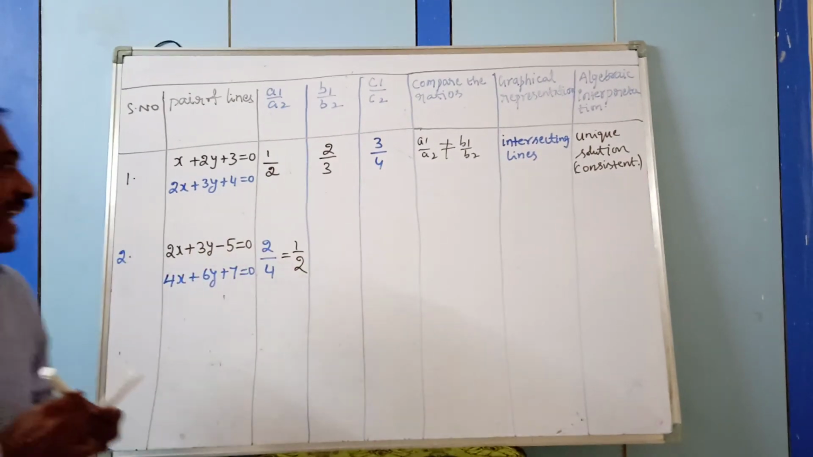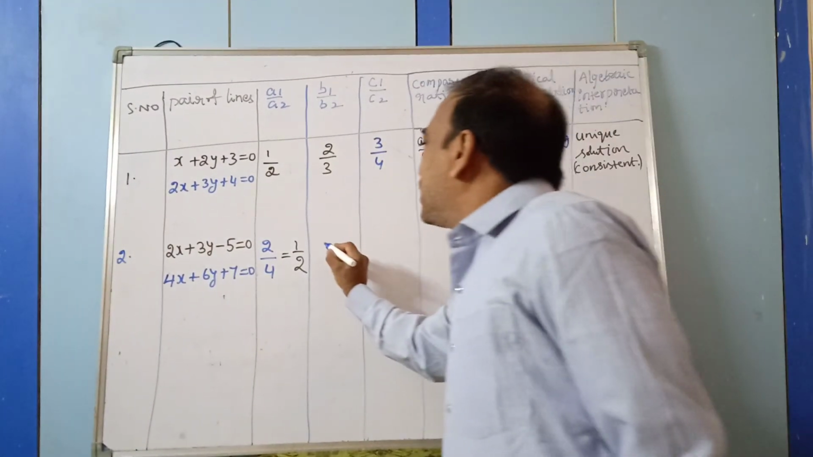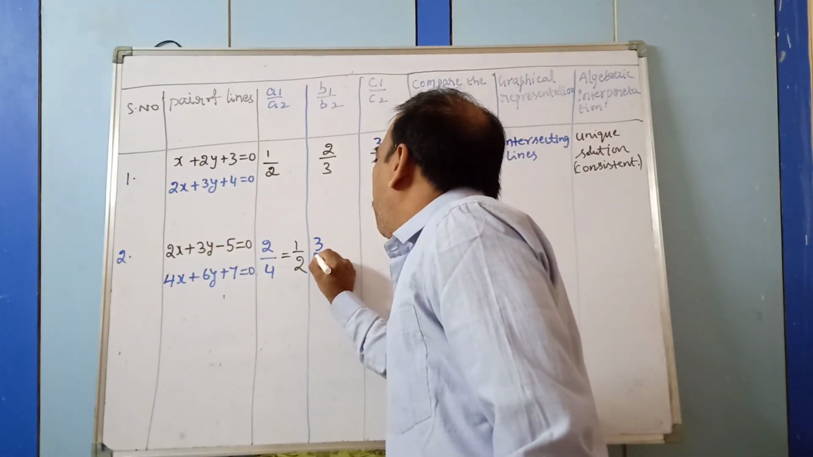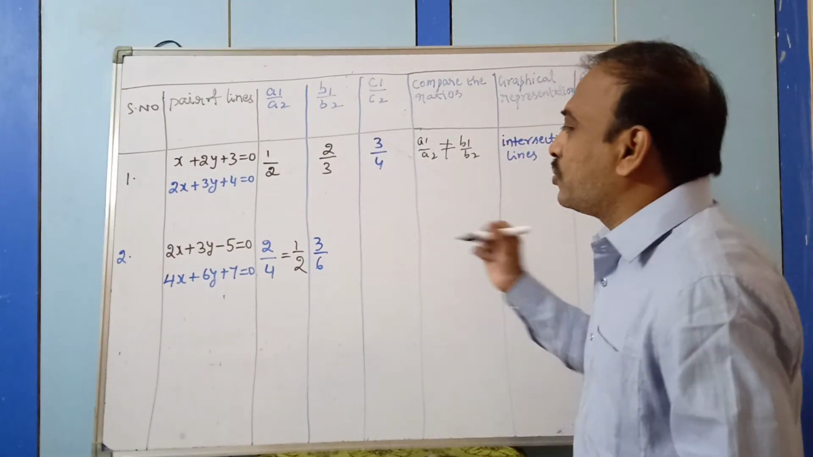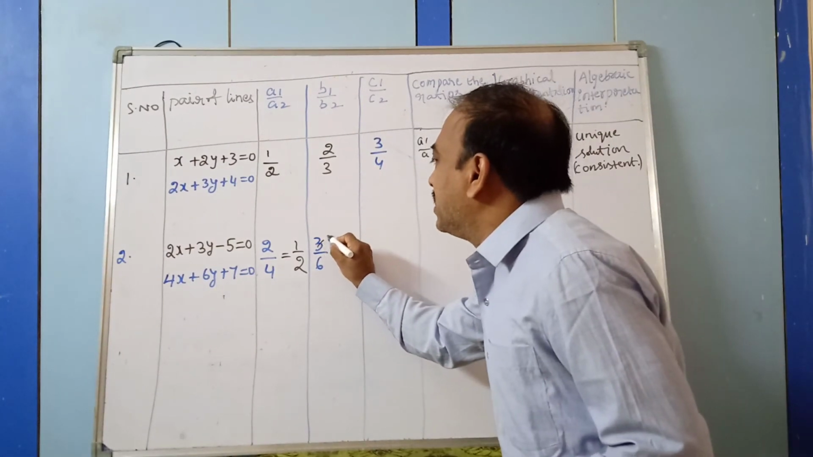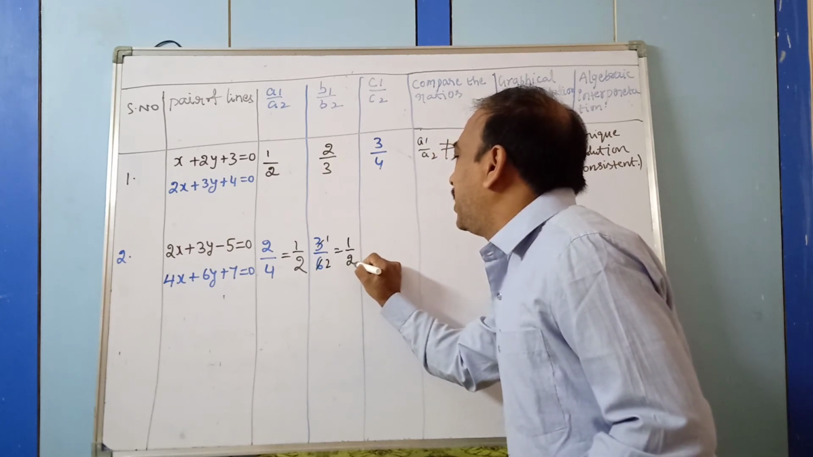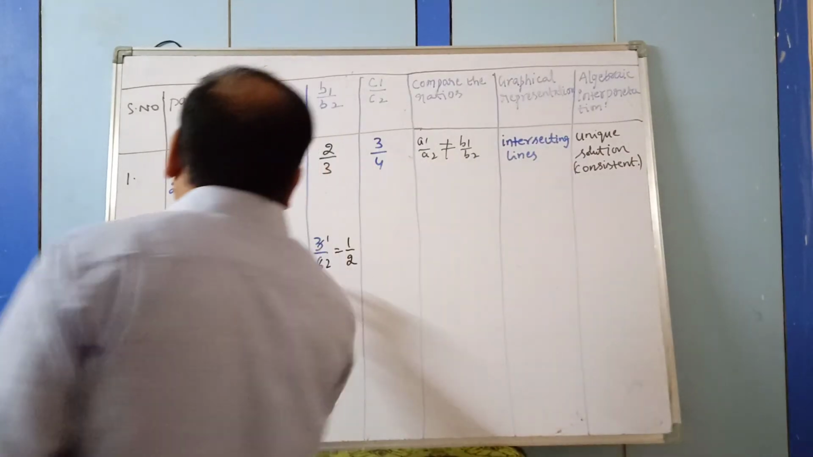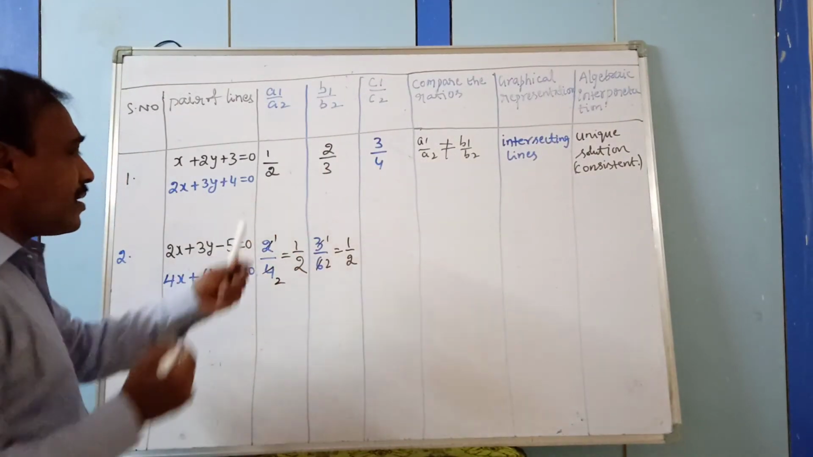Next, B1 by B2. Check it. B1 by B2, that is, B1 is here 3 by 6. Can you write? Even this also simplification. 3 ones are 3, 3 twos are 6, which is equal to 1 by 2. So here also simplification. 2 ones are 2, 2 twos are 4, 1 by 2.